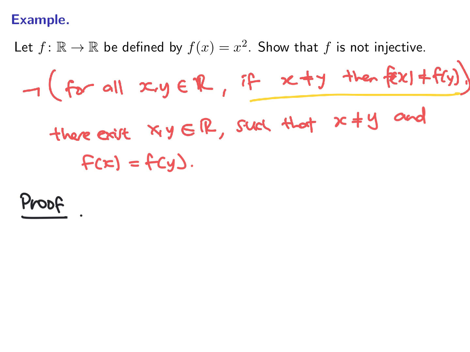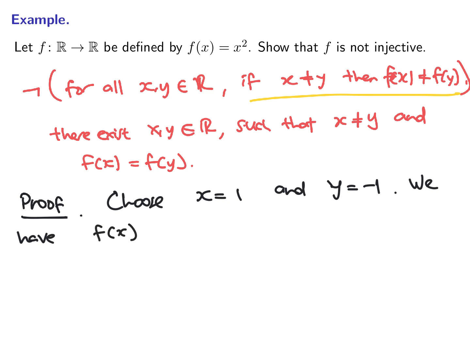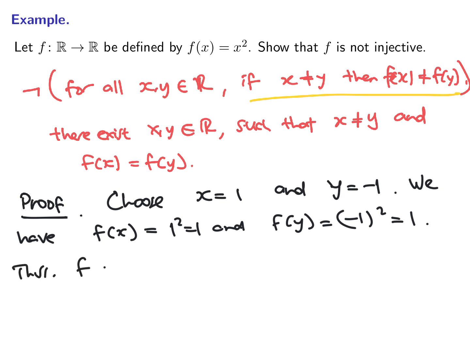We want to show that there exists x, y in R such that x is not equal to y, but f(x) is equal to f(y). Can you find two distinct x and y which are mapped by this function to the same value? In other words, their squares are the same. Many choices. I'm going to choose x to be 1 and y to be -1. And we have that f(x) is 1 and f(y) is also 1, right? This is 1 squared equals 1, and (-1) squared equals 1. And we're done. There are two distinct points that are mapped to the same value.